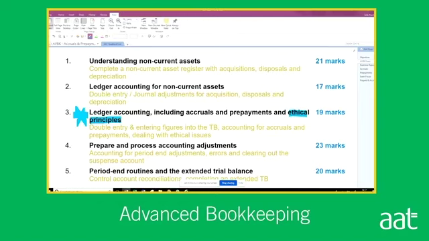So the question is how do we go about it? So that's what task 4 is about. And this has the greatest mark, which is 23 marks.